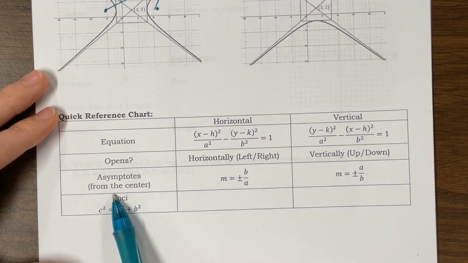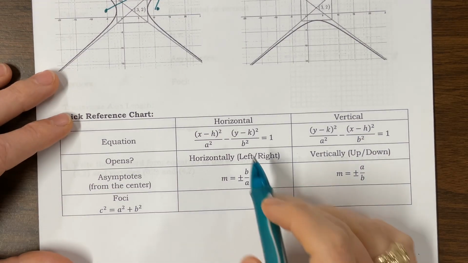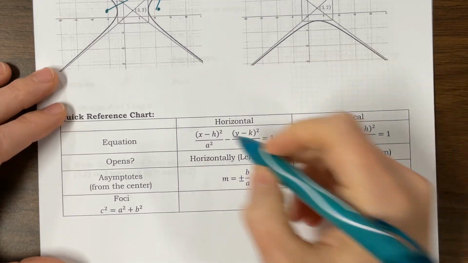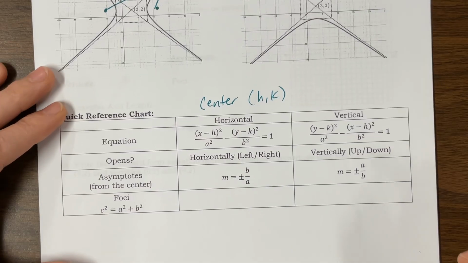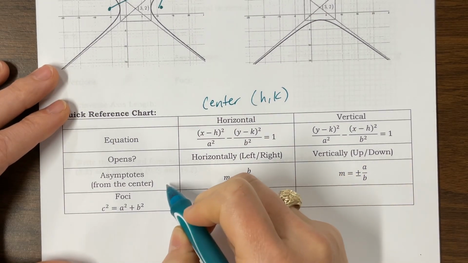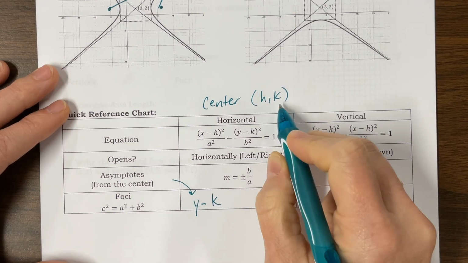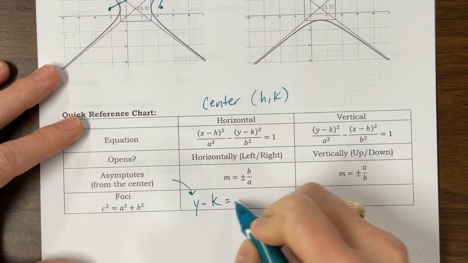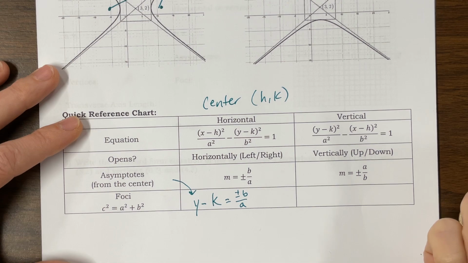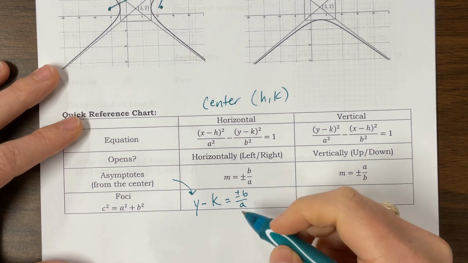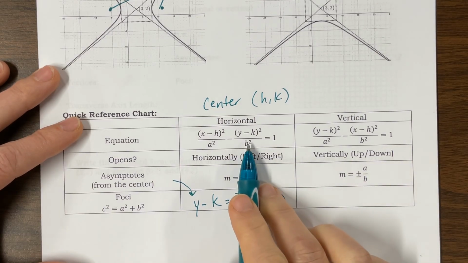The asymptotes, so here's how we find the slope. We're going to use the center. The center is still the point (h, k). It's always the point (h, k). To find the equation of the asymptotes, we're going to say y minus the y component of the center is equal to our slope, plus or minus b over a, times x minus h.